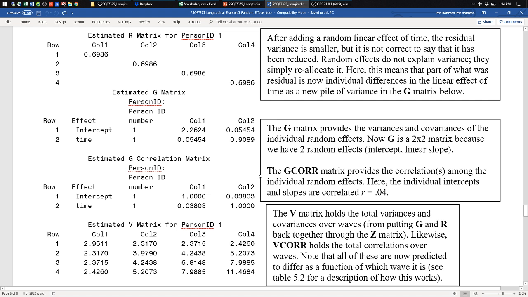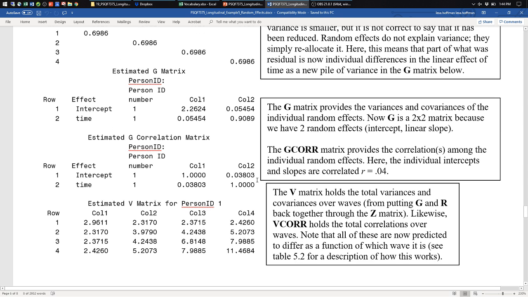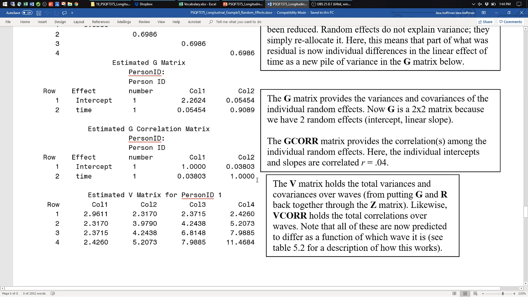Here's the correlation version of the G matrix that I also asked for. That gives the correlation between the intercepts and slopes. So where you are at time 0 is mostly uncorrelated with how you change over time in this case. And that builds a V matrix that's at the bottom here when we put G and R back together again.